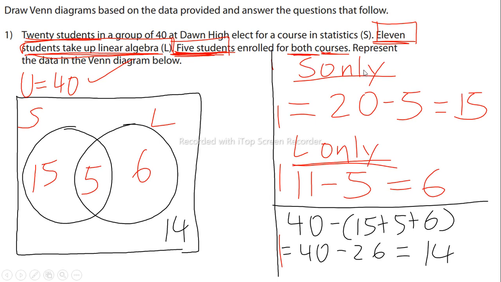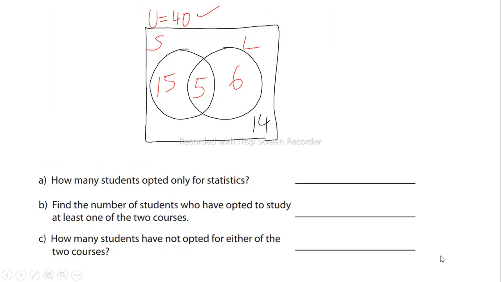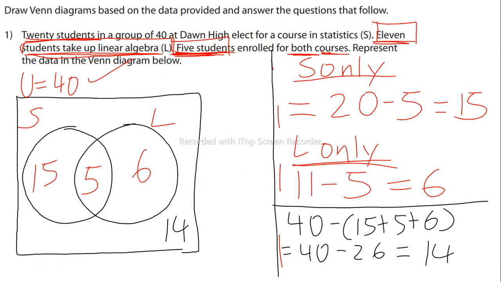So we got what S only was. S only equals 25 minus 5, which gives us 15. L only is going to be 11 minus 5, which gives us 6. And to figure out what goes on the outside, we're going to say 40 minus 26, which is going to give us 14.